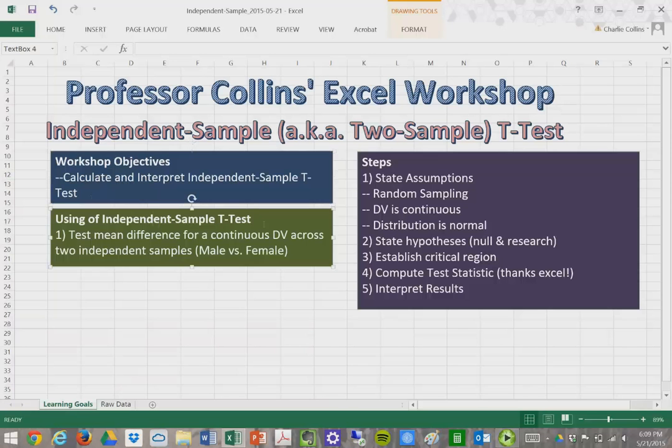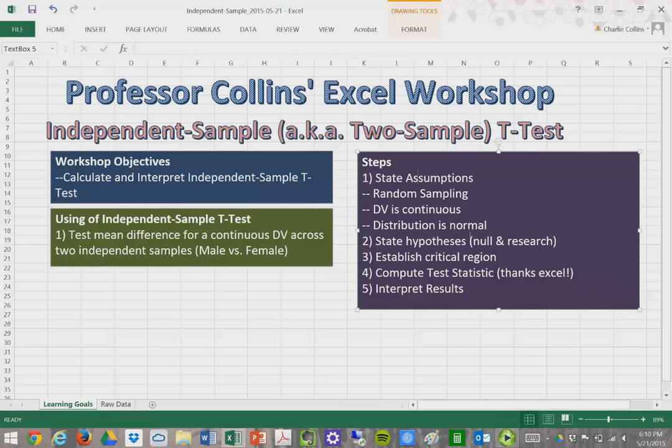And what we're doing conceptually with the independent sample t-test is testing the mean difference in some continuous dependent variable across two independent samples. So we're asking ourselves the question, is sample A significantly different than sample B on some outcome variable, on some dependent variable? Oftentimes it's something like males versus females, or basketball players versus baseball players. And these categories are considered the independent variable.